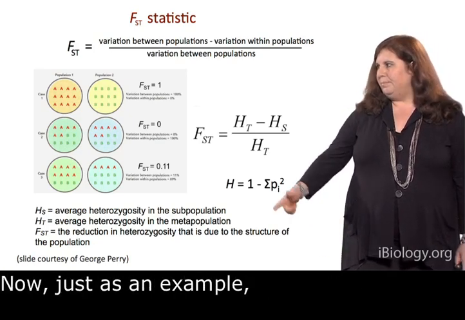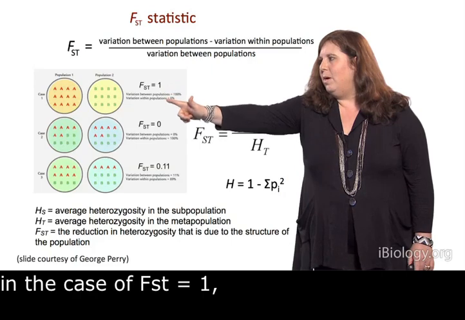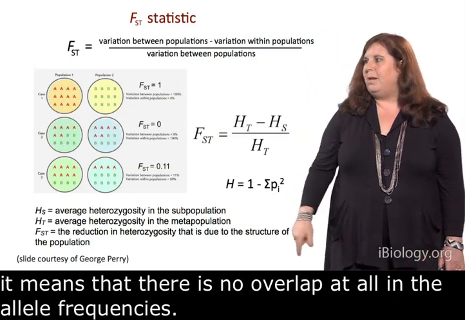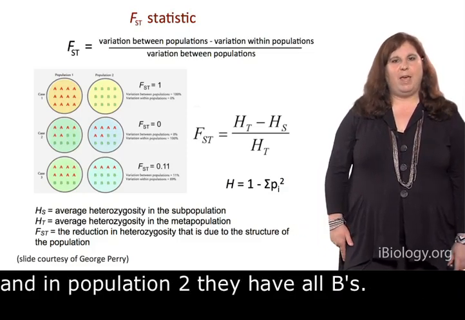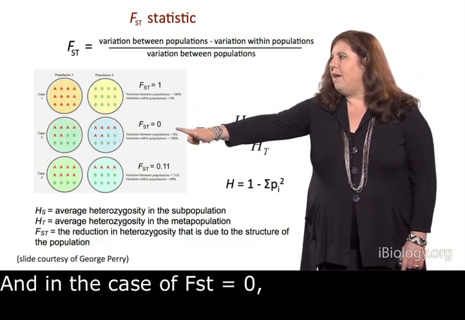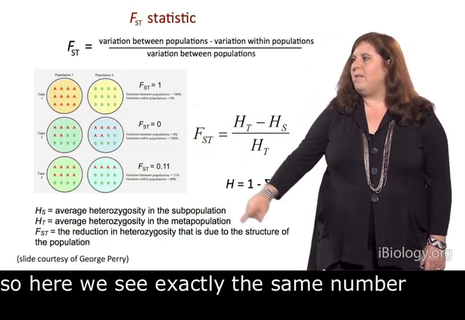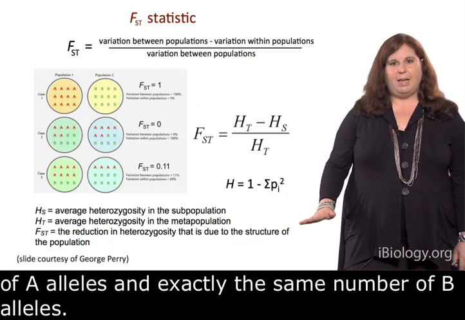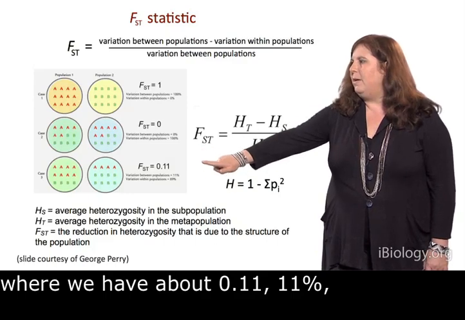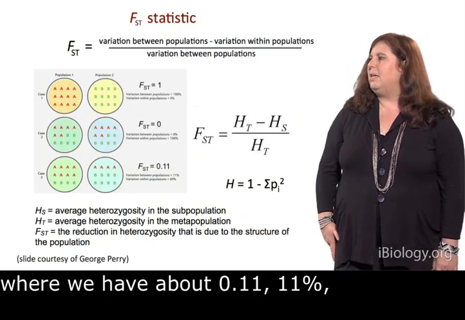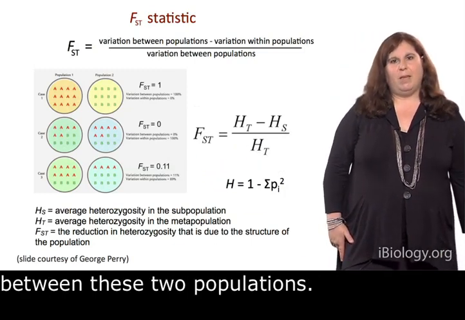Now, just as an example, in the case of FST equals 1, it means that there is no overlap at all in the allele frequency. So we can see that in population 1, they have all A's, and in population 2, they have all B's. And in the case of FST equals 0, there is complete similarity. So here we see exactly the same number of A alleles and exactly the same number of B alleles. And then here's an intermediate case where we have a value of about 11%, showing that there's just a small amount of differentiation between these two populations.